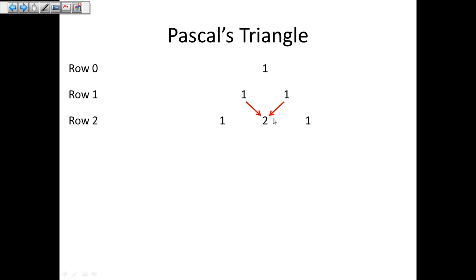Now let's take a look at row 3. It starts and ends with 1. That never changes. This 3 comes from taking the two numbers above it and adding them. So I take 1 plus 2 to get this 3. Then 2 plus 1 to get this 3.